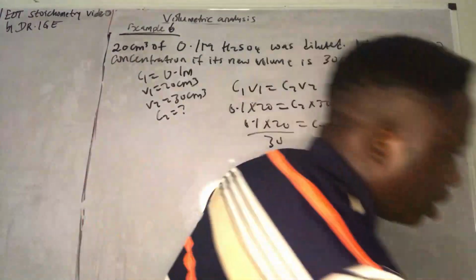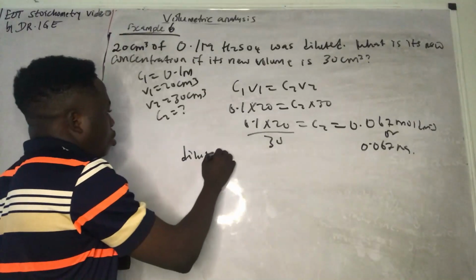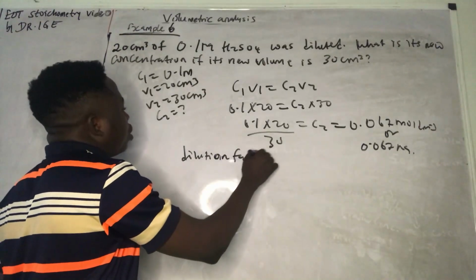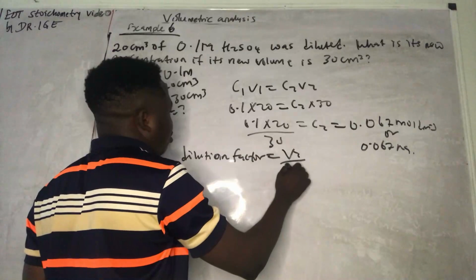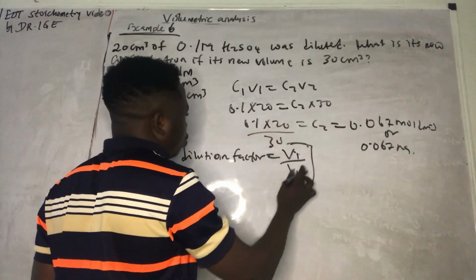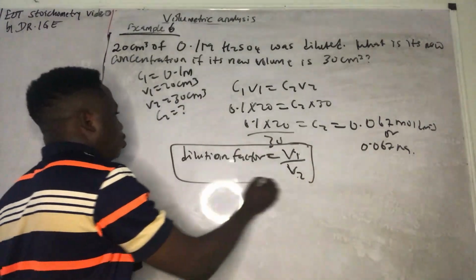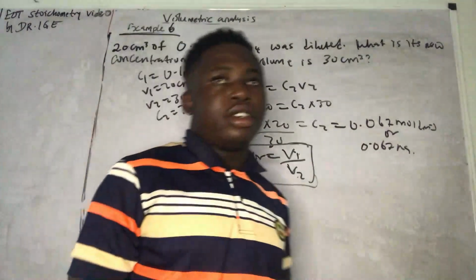Another thing I want to mention is that there is something known as dilution factor. If you ask me for the dilution factor, just do V2 over V1. Sorry, V1 over V2. So just divide this, you get your answer.